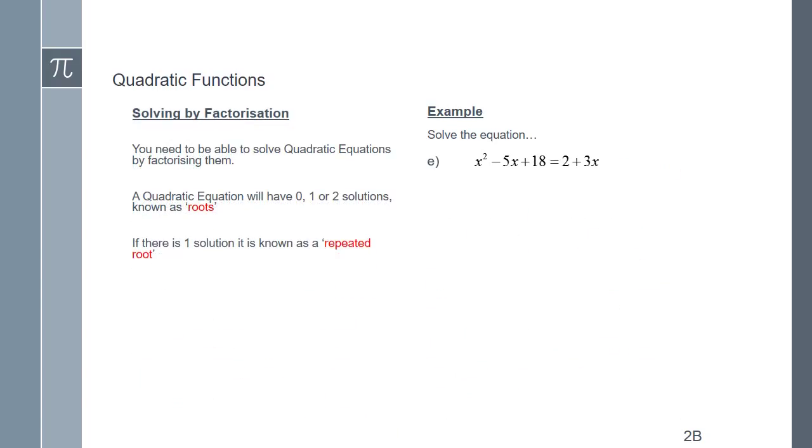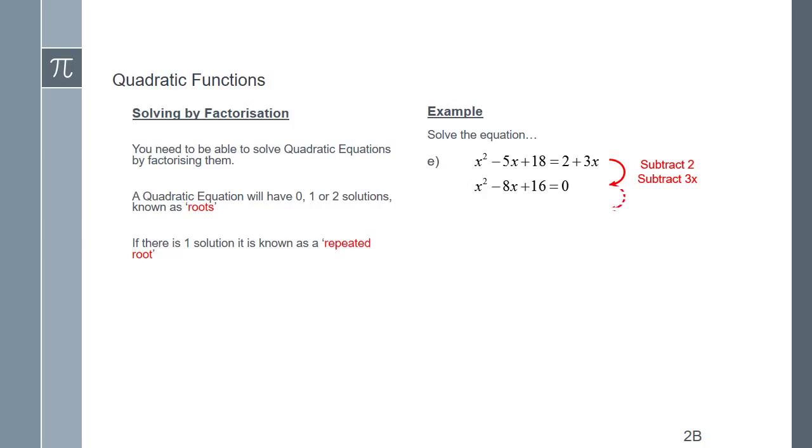x squared minus 5x plus 18 equals 2 plus 3x. In this type of example, the first step is to rearrange it so we get one of the sides being equal to 0. In this case, if we subtract the 2 and then subtract the 3x, we end up with x squared minus 8x plus 16 is equal to 0.